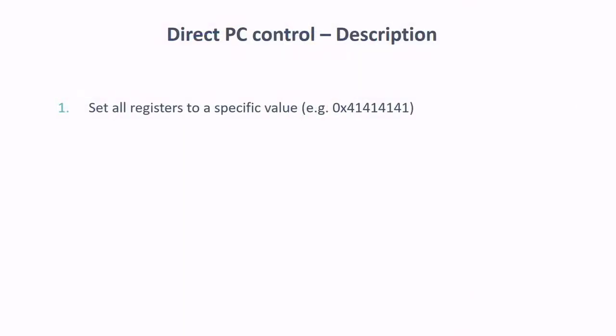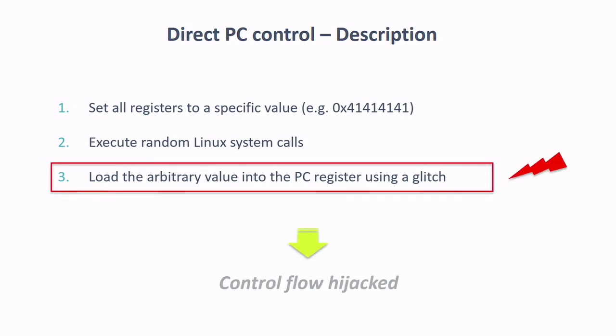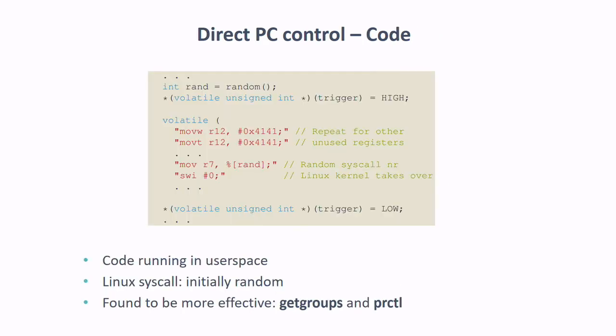So what we are going to do is set all the registers to a specific value before doing our call, for example, that address. Then we execute a random system call, and we shoot a glitch so that that value goes into the program counter. And if we are fine with that, we have the control flow hijacked. This is the code that you see. The initialization that before was done with 0 is now done with the address that we want to reach. And at some point, we just say, OK, we don't know which system call, so we call all of them randomly.